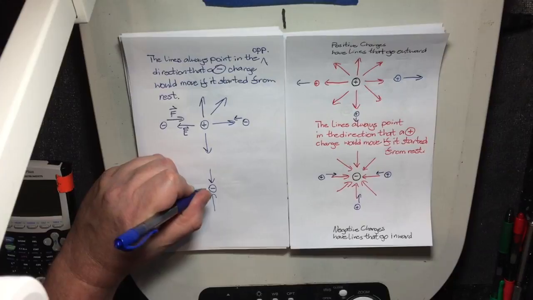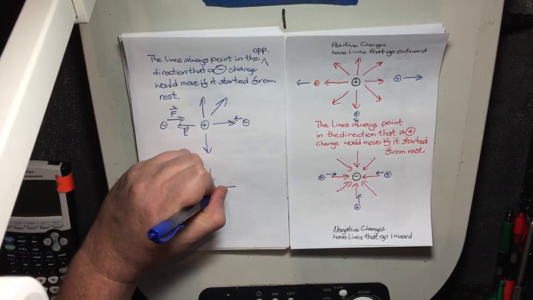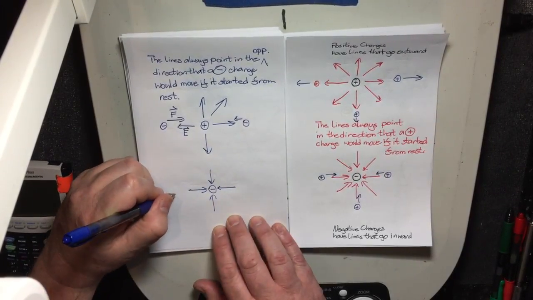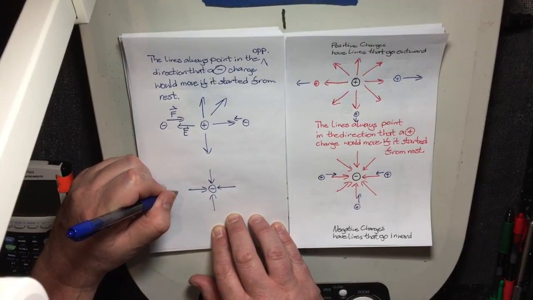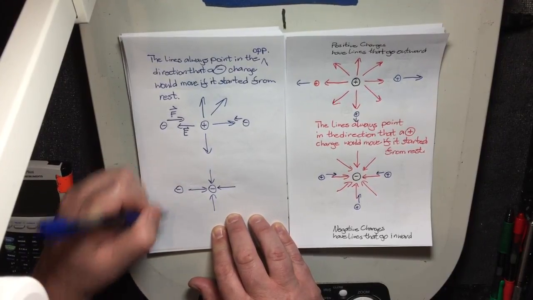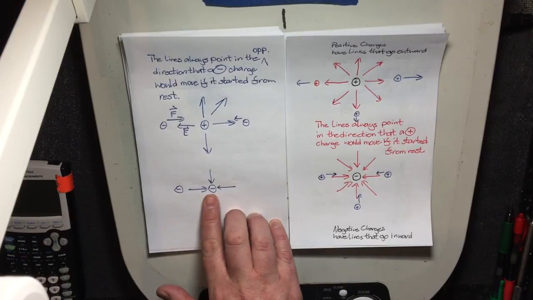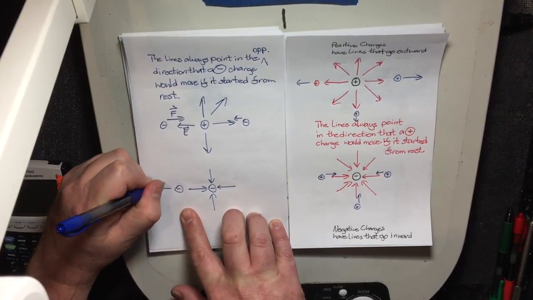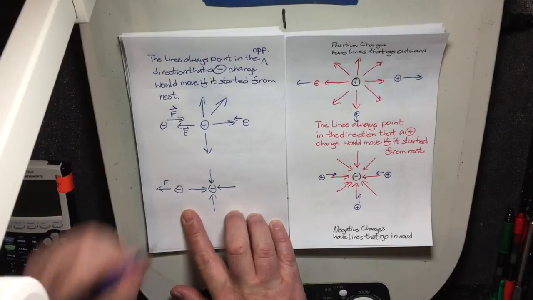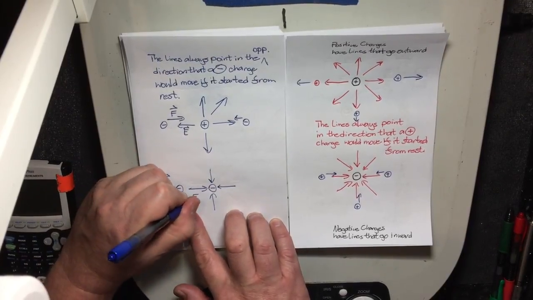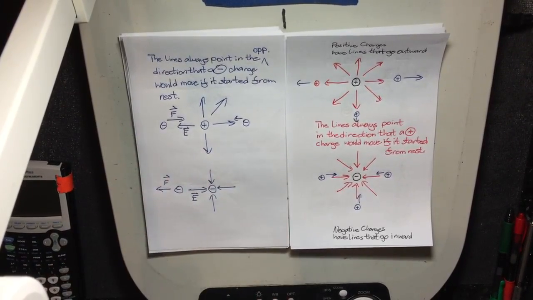Electric field lines look like this. So if I put a negative charge here, it's repulsed. Its force is in that direction, though the E field is in the opposite direction. So the electric field lines show where positive charges go and they show the opposite direction of where negative charges go.